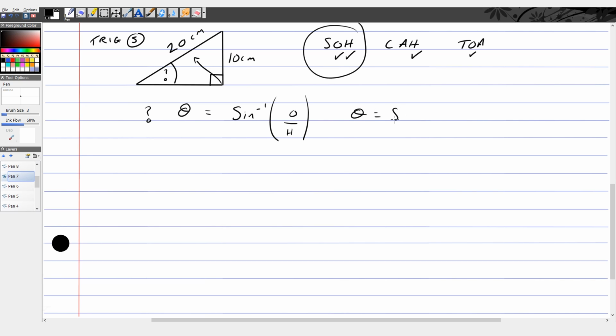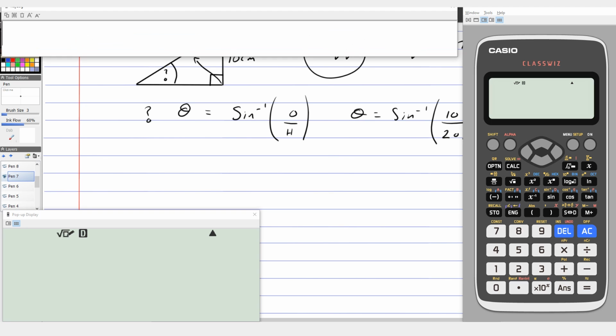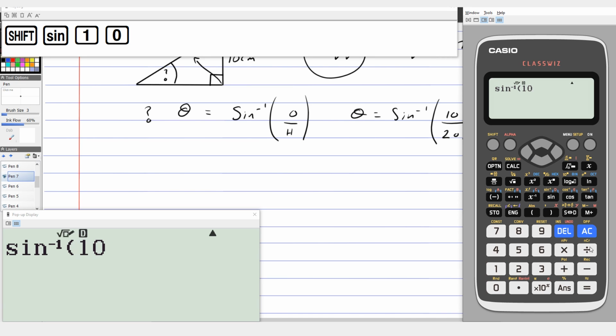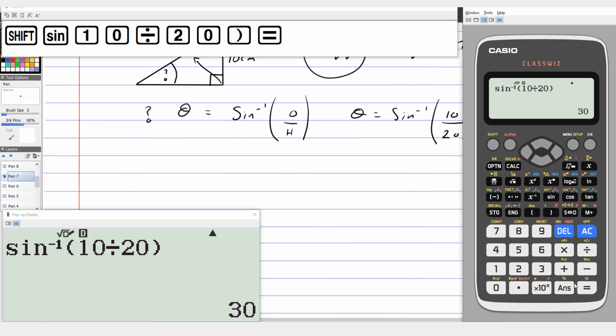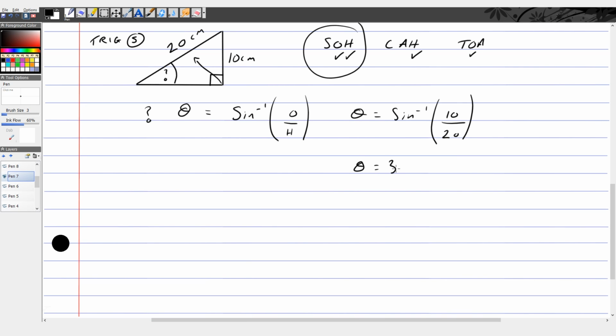So we can write theta, the angle, is equal to the sine to the minus 1 of 10 centimeters divided by 20 centimeters. And then the calculator will tell us what the angle is. So we're doing sine to the minus 1 of 10 divided by 20. So you do shift sine 10 divided by 20, close bracket, equals 30 degrees. So our angle is 30 degrees. So if we had space, we could label it inside here, but we've said what it is.